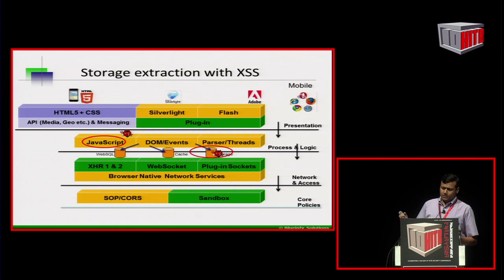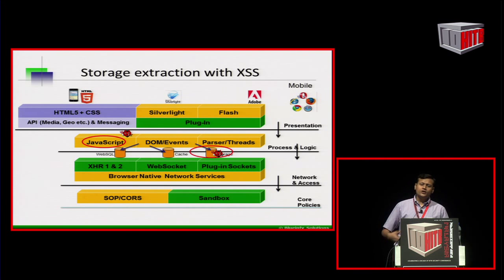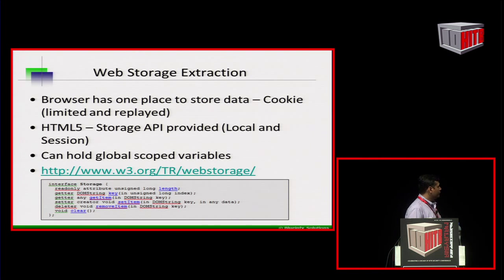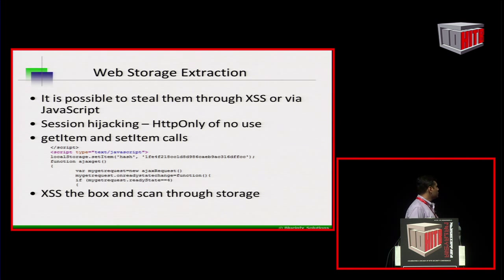So once this is in place, some new features can be tested and exploited. One of them is definitely storage. With HTML5, you have a storage API. The storage API allows you to load information locally in your browser, be it local storage or session storage. So what you can do is use the local storage API and say setItem, getItem and so on. What you're going to see down the line is a lot of sensitive information being stored on the local storage.